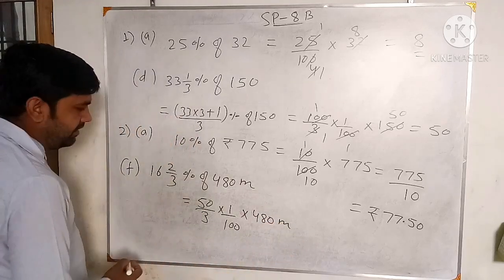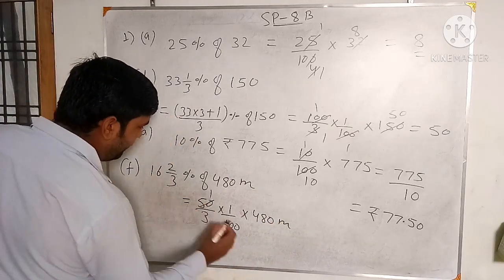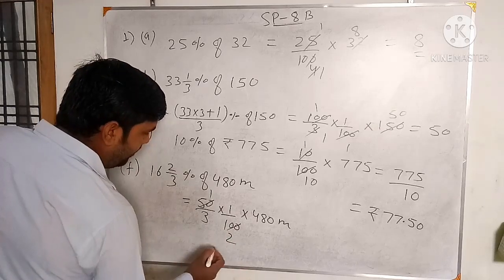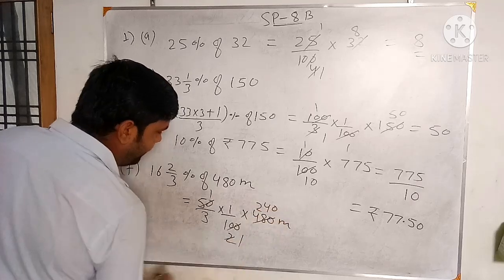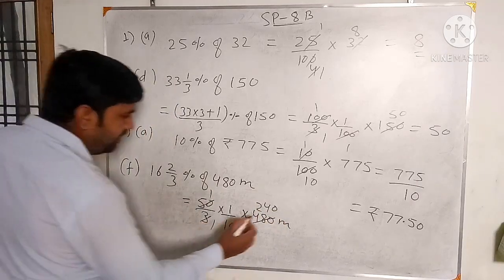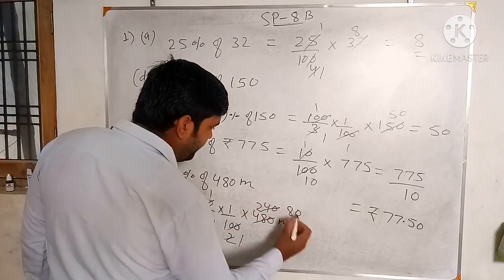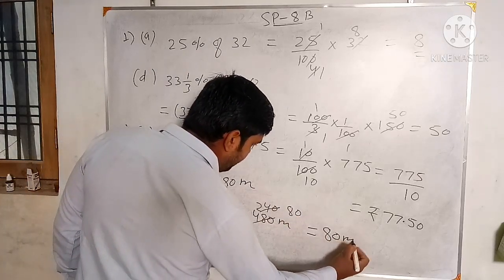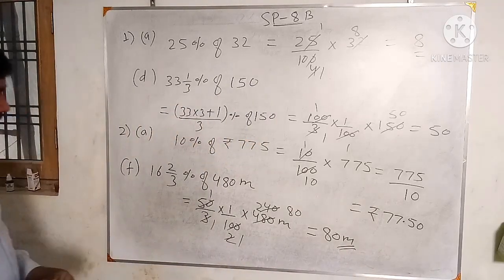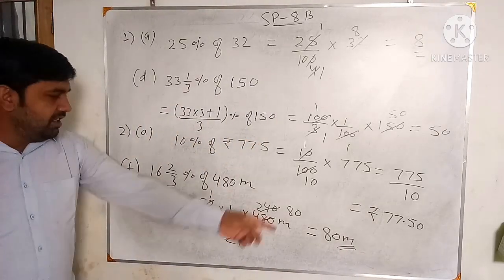See what you will get in this. 50 ones are 50, 50 2s are 100, cancel. Now 2 ones are 2, 2 2s are 4, 2 4s are 240 ... now 3 ones are 3, 3 8s are 24, so we got 80 meter. So 16 2 by 3% of 480 meter is 80 meter.